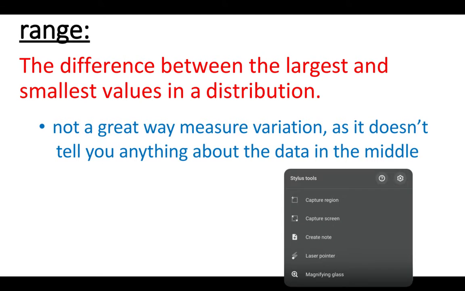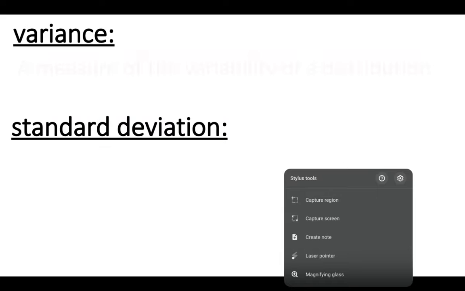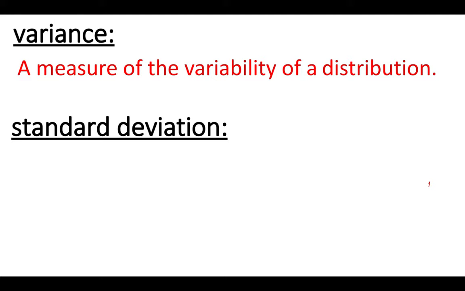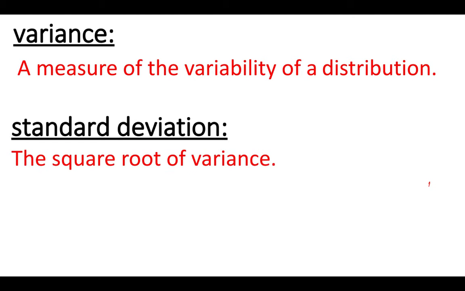Fortunately, there are a couple of other ways to measure variation a little bit better. And that is variance. Variance is just a measure of the variability of a distribution, and we'll talk more about what this actually tells us. Standard deviation is essentially measuring the same thing. However, standard deviation is just the square root of the variance. So this is the more often used one, standard deviation. They're essentially the same thing, except you have to do one extra step to calculate standard deviation.